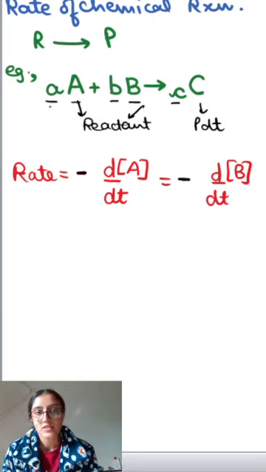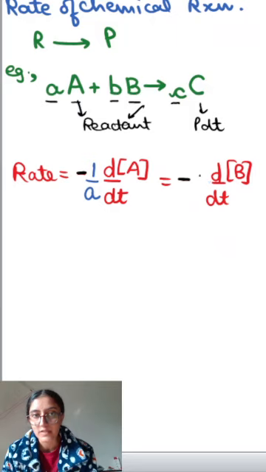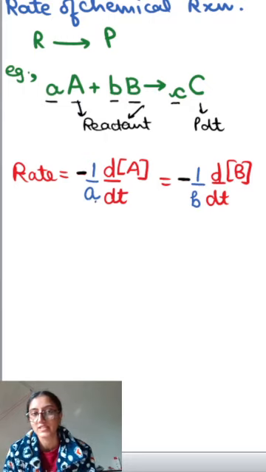So, what about the stoichiometric coefficients? How are we going to write them? These stoichiometric coefficients should be written in reciprocal terms. The stoichiometric coefficient of capital B, small b, written in reciprocal terms. The stoichiometric coefficient of capital A written in reciprocal terms, just like this.